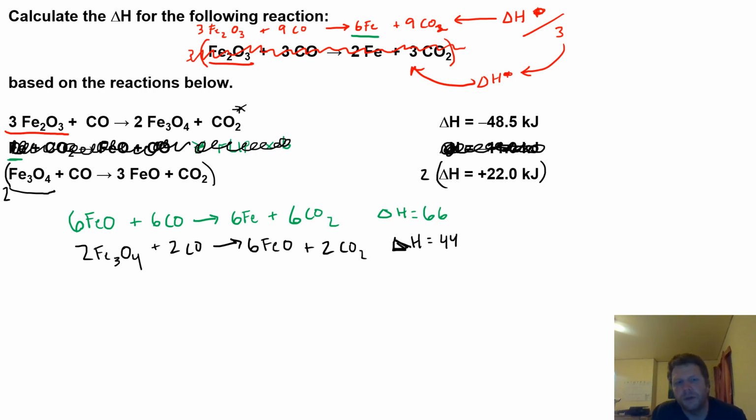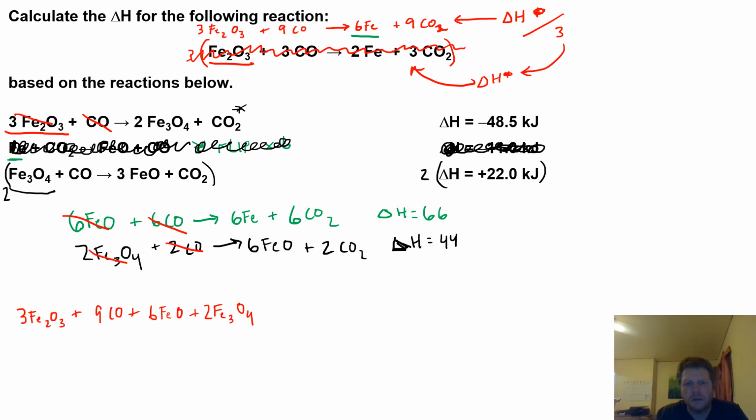Looking at the first partial reaction, I've got 3 Fe2O3 plus carbon monoxide. But I've got carbon monoxide in all of my partial reactions, so I'm going to combine those. There's 1 here, there's 6 here, so that brings me to 7, plus 2 more, that brings me to 9 carbon monoxides. Now my other reactants are 6 FeO, plus 2 Fe3O4. Those are all my reactants.